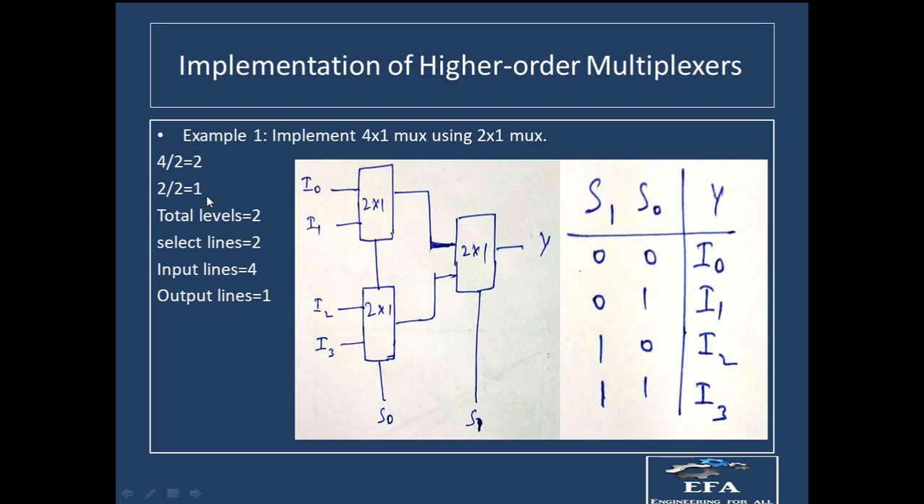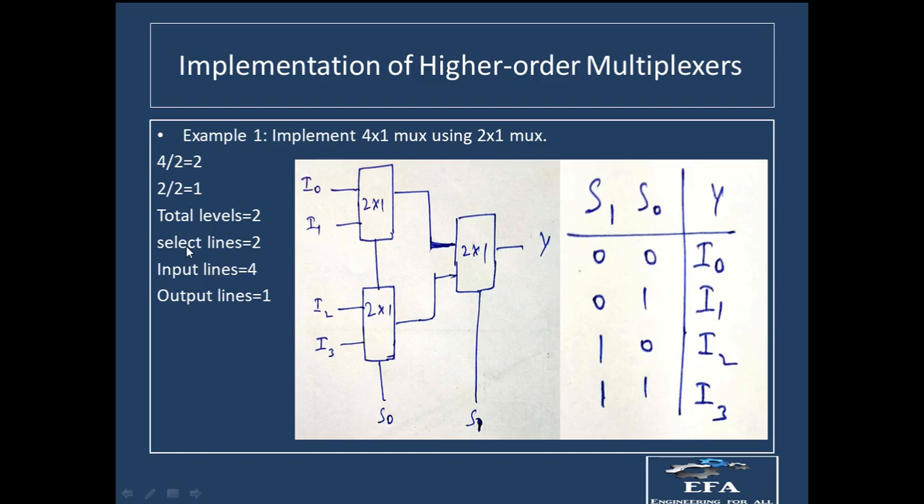First we need to see how many 2 is to 1 muxes are required. We have 2 plus 1 equal to 3, that is 3 number of 2 is to 1 muxes are required. And how do we have to adjust them? We have to make two levels. This will be the first level and this will be the second level. In the first level we need two 2 is to 1 muxes, and in the second level we need one 2 is to 1 mux. So total levels will be equal to 2.